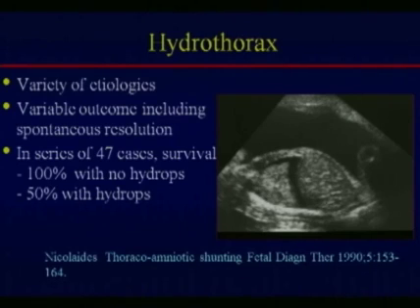The primary factor in evaluating the outcome is the presence of hydrops. If there's no hydrops, and no other abnormalities, and the chromosomes are normal, then the outcome is favorable. If there is hydrops, the outcome is very unfavorable, with almost no survivors. Certainly no survivors in this particular study.